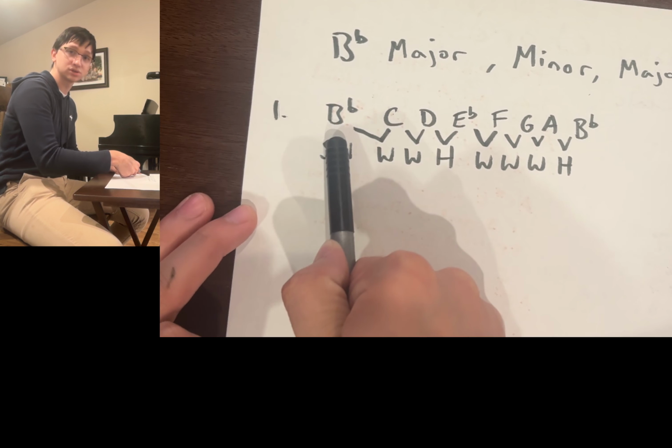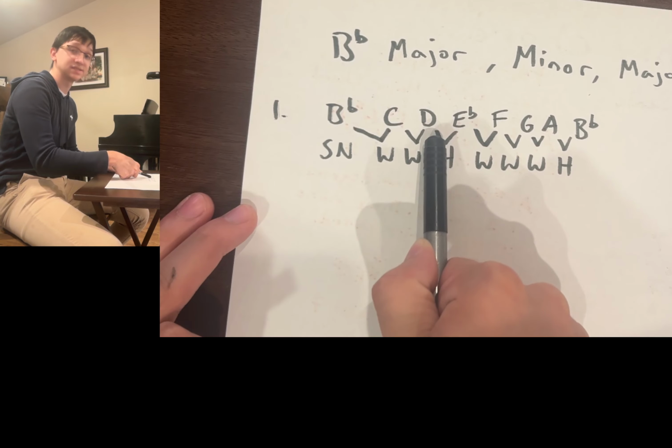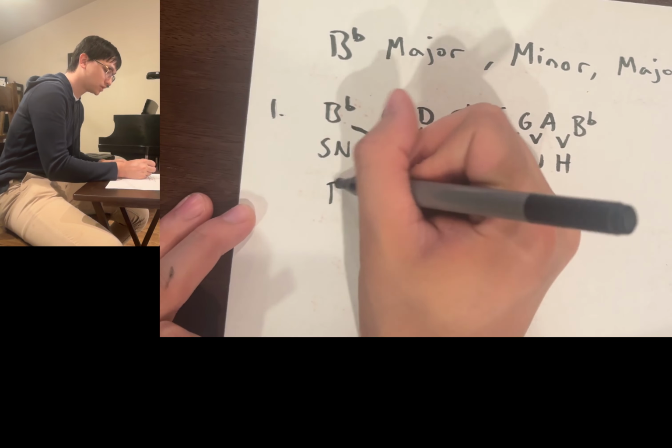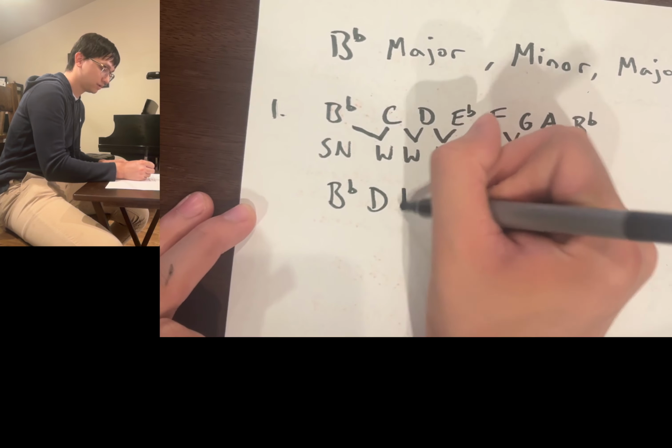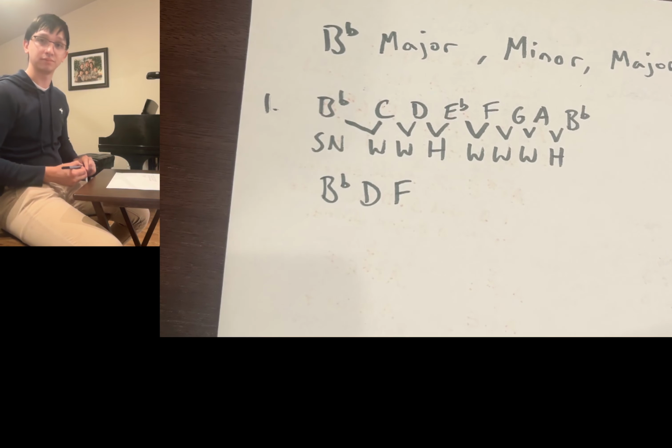Now the second step is just to take out numbers 1, 3, and 5, right? So number 1 is B flat, scale degree number 3 is D, and then F. And that's your B flat major chord. So that's the first step. B flat, D, and F is the B flat major chord.